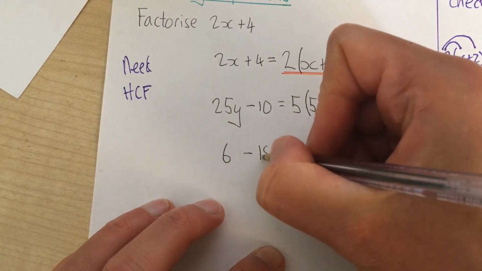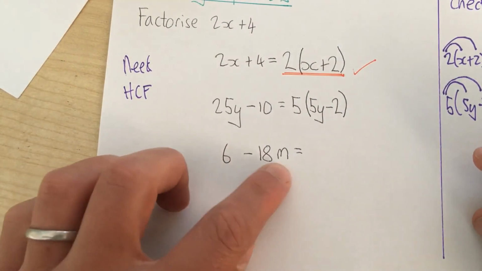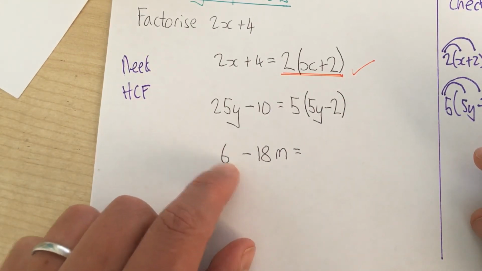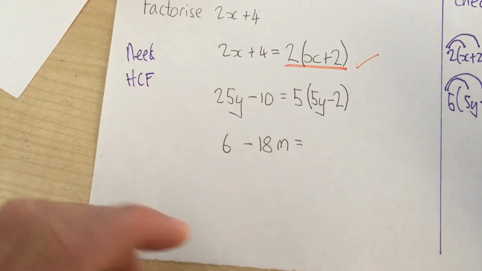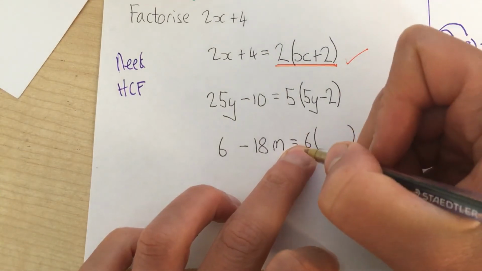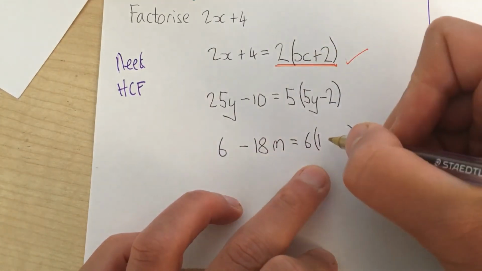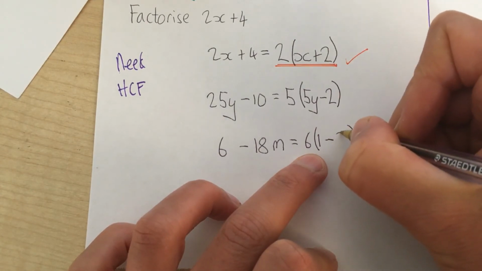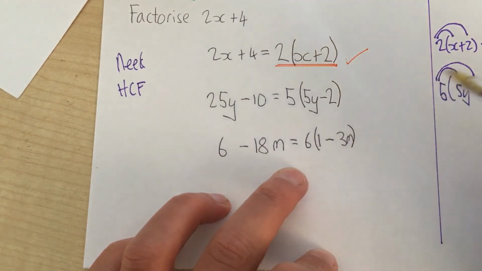6 minus 18m equals. Well, 2 is a common factor, but it's not the highest. 3 is a common factor, but it's not the highest. 6 is a common factor, and it's the highest. So we can write 6 here, and the brackets. 6 multiplied by 1 makes the 6. And 6 multiplied by negative 3m equals negative 18m.